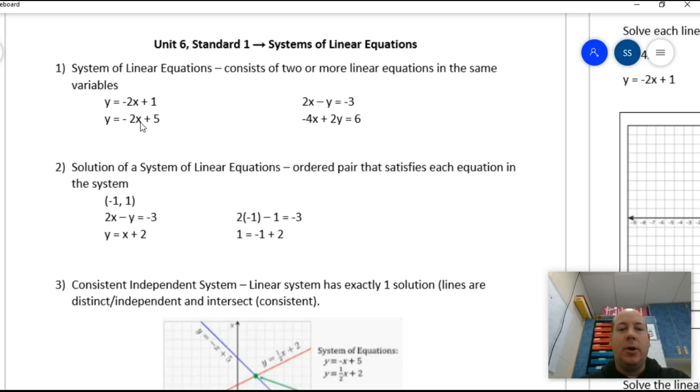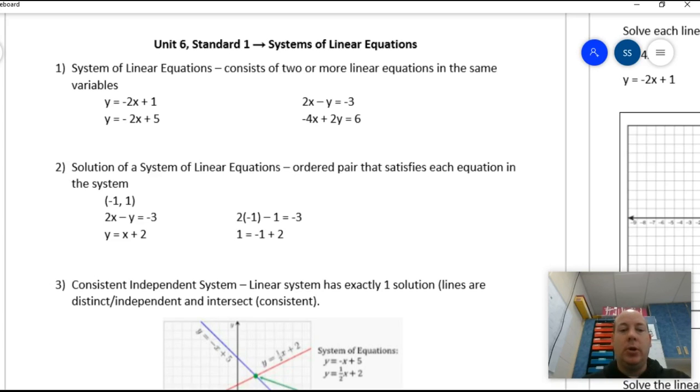So a system of linear equations consists of two or more linear equations in the same variable. In the examples up here, we'll notice both the ones on the left are in slope-intercept form. So they both have the same variables, a y and an x, okay? The ones on the right might look a little different. They're not in slope-intercept form, but they're still two linear equations with the same variables in them, right? So we put them together, we call that a system.